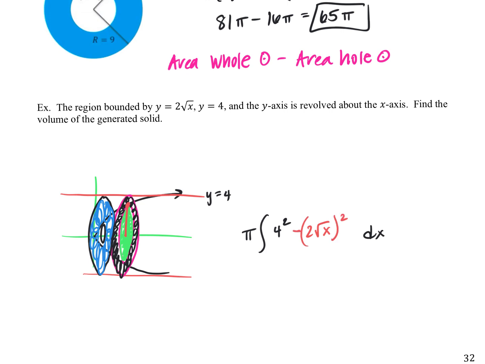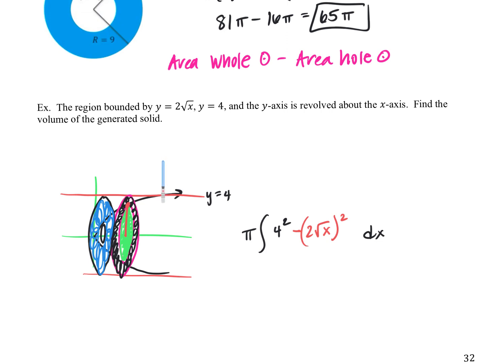And then we've got to talk bounds. Could it just be 4 minus 2 root x squared, all inside one pi? We'll double check that. That's a great call. I love that you bring that up. Let's talk bounds real fast though.